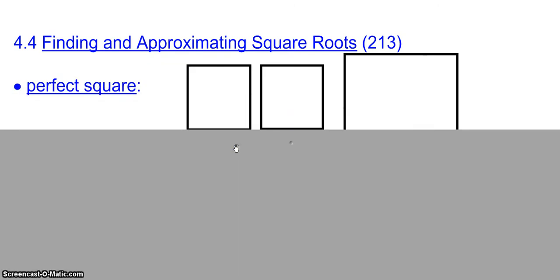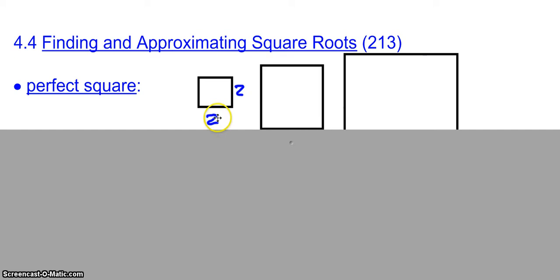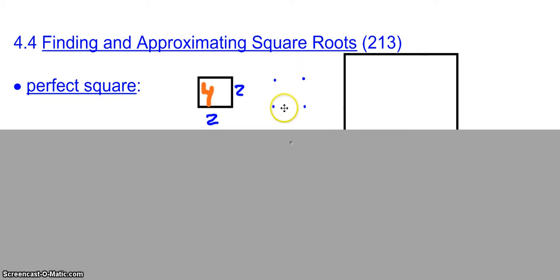Perfect squares. Perfect squares are numbers that are formed by squaring some smaller number. So an example would be 2 times 2. 2 times 2 gives us the product of 4. So 4 is the perfect square number created by squaring 2. Another way to look at 4 is 2 rows of 2. We see a perfect square, 4.